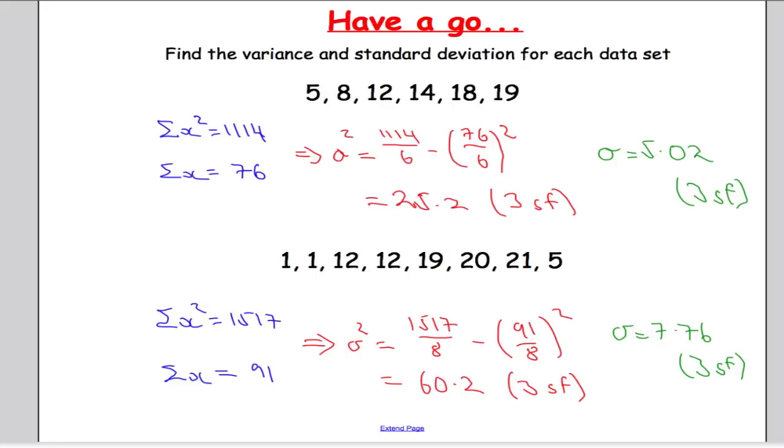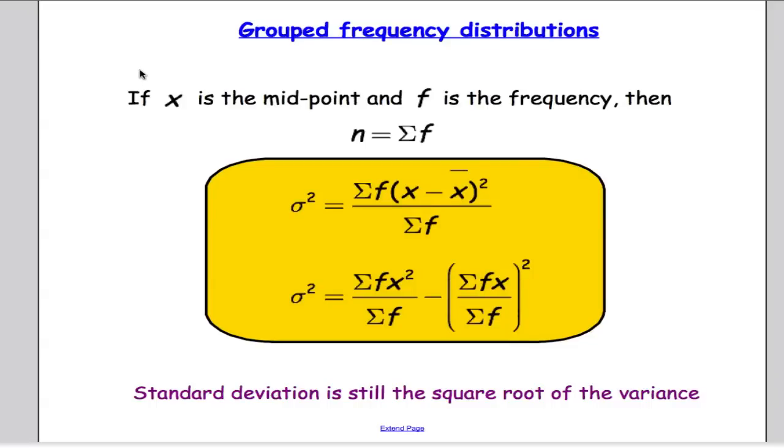Now, we could also have to work out the variance and standard deviation for grouped frequency distributions, but it's not a whole lot different. So if x is the midpoint when we have a class interval and f is the frequency, then obviously the total number of values is the sum of the frequencies, just like we've done before. So adding up all the frequencies, that will tell me the total frequency. And then to get the variance, we need to do the sum of the frequency times the difference squared divided by the sum of the frequencies.